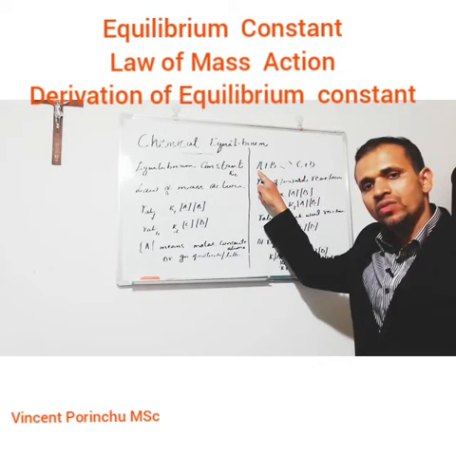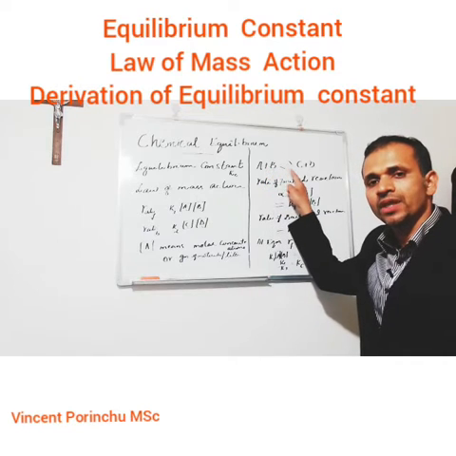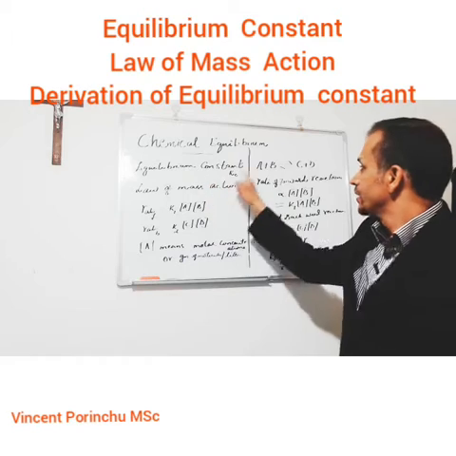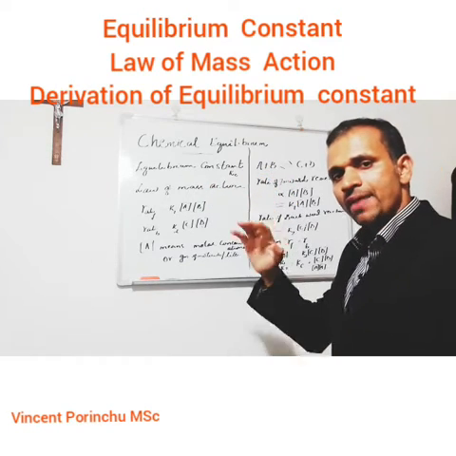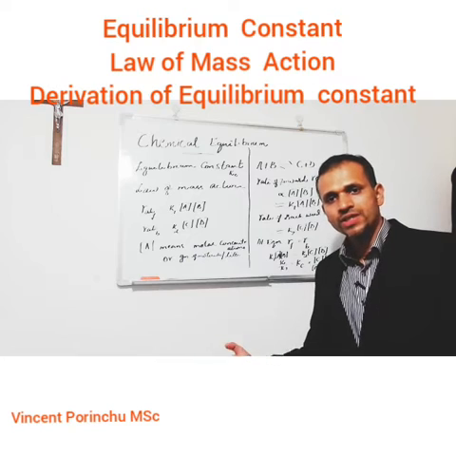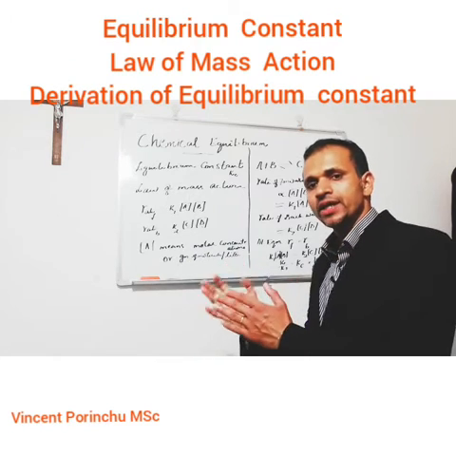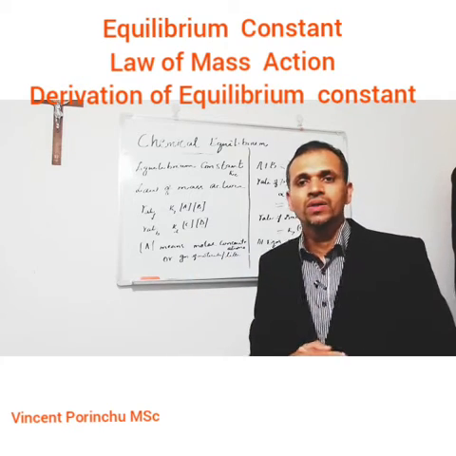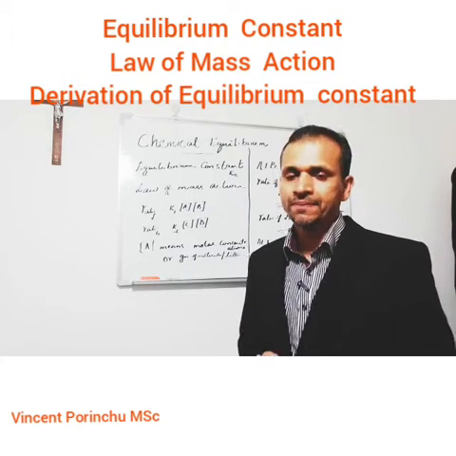So here there is a general reaction A plus B gives C plus D. The forward step is A plus B converted into C plus D as the product. Now the reverse step is the decomposition, or the conversion of C plus D into reactants A and B.